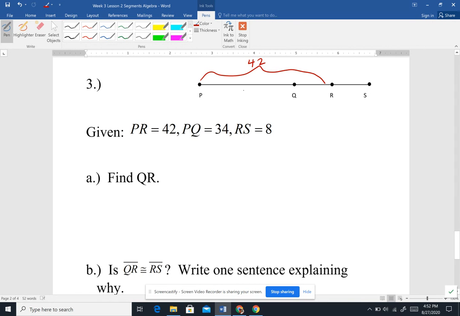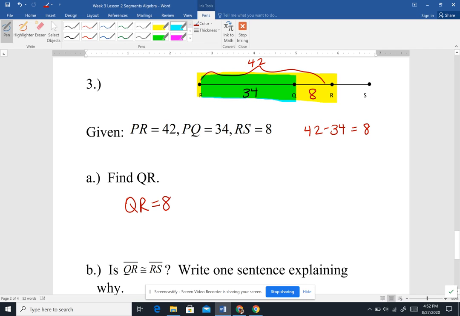Then just the PQ part is 34. So I can already see something clever that I can do here when I want to see what's left over. If the whole PR was 42, and then just this little part here is 34, I can subtract and see what's left over. So 42 minus 34 is 8, and that's what's left over for QR. QR is 8.